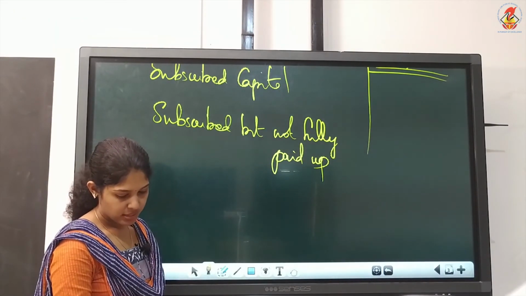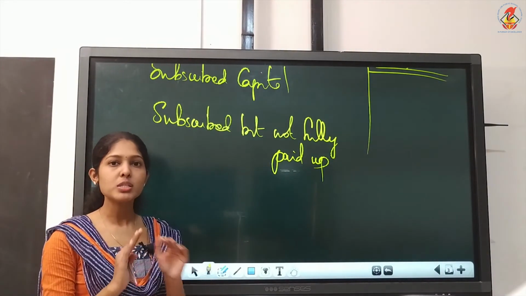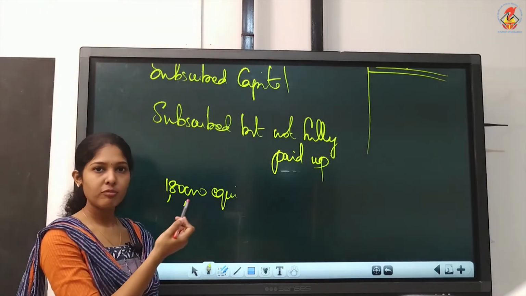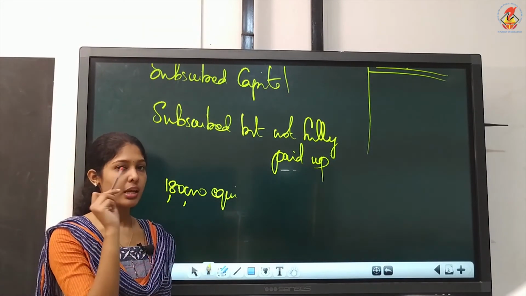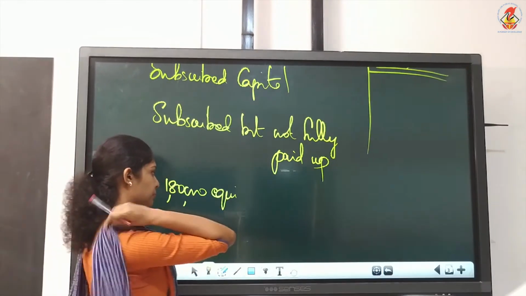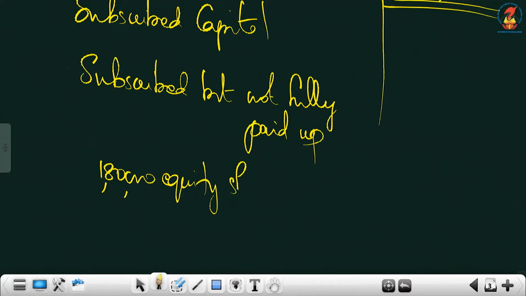Here, how many shares did the public subscribe? The issue was fully subscribed, so it is 1,80,000. Then how did it become the not fully paid up category? Because the company did not make the call. The public subscribed the entire 1,80,000 equity shares of rupees 50 each. That is the actual face value.